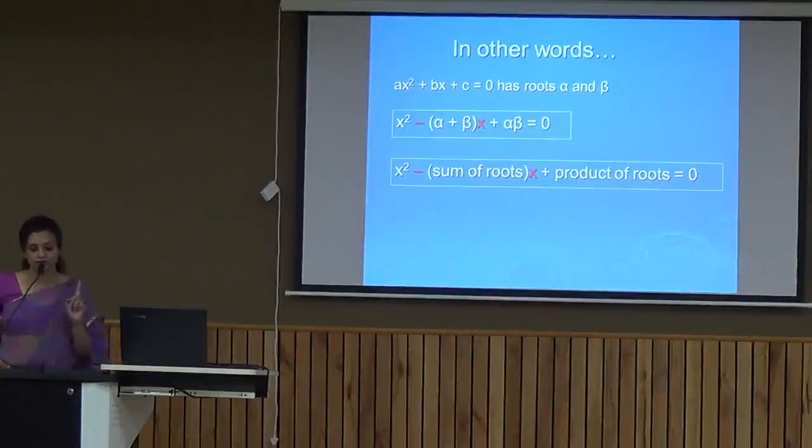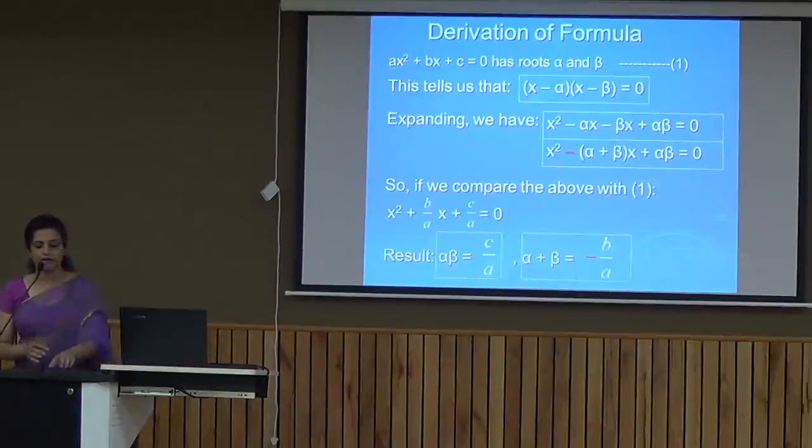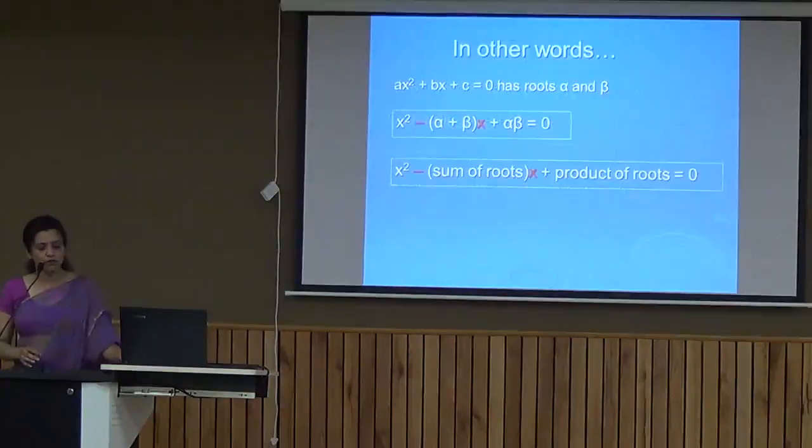Now this gives us a very important result to remember. Whenever you've got two zeros of a given polynomial, there is no need for you to multiply like we did in the second step. You can always use this concept, x square minus sum of roots into x plus product of roots is equal to 0.